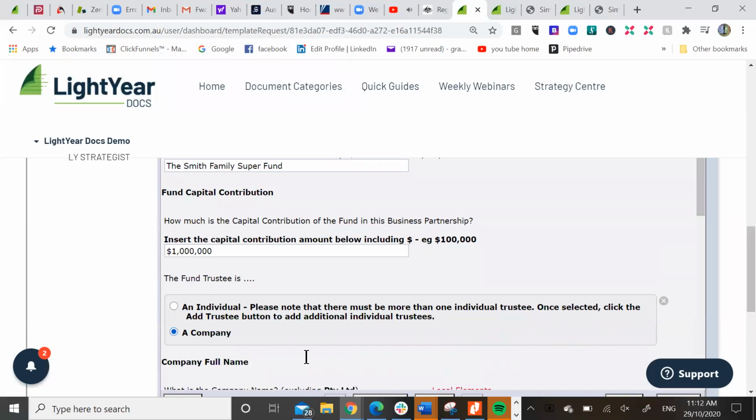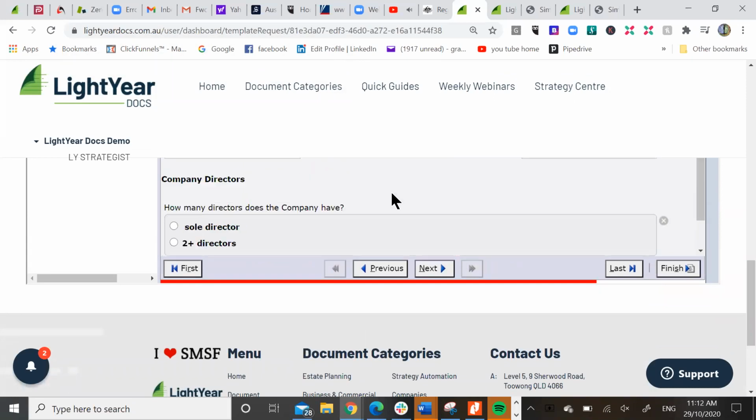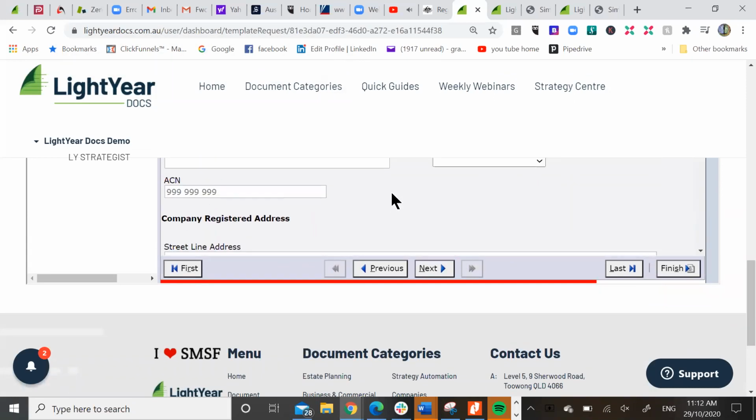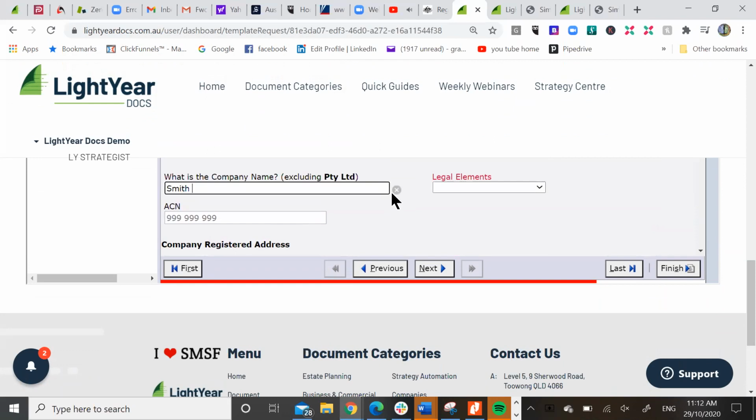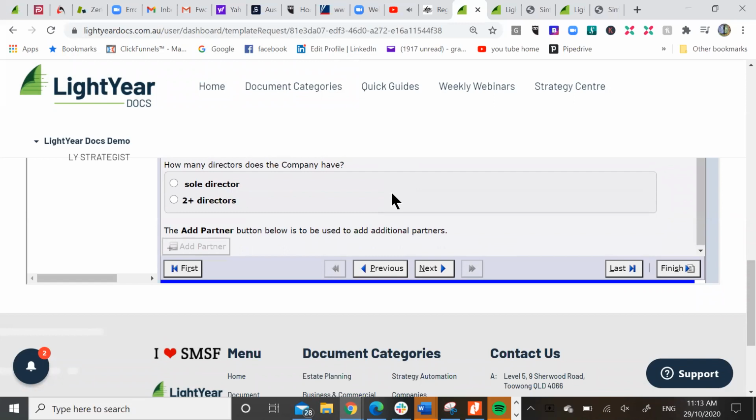And the fund trustee is a company. So we'll go down there. We've got Super Nominees Pty Limited, ACN. Same thing. Again, as you can see, it's going to be so much better once we get that 5 Smith Street, Sydney, New South Wales, 2000. And this one we'll just have the sole director.